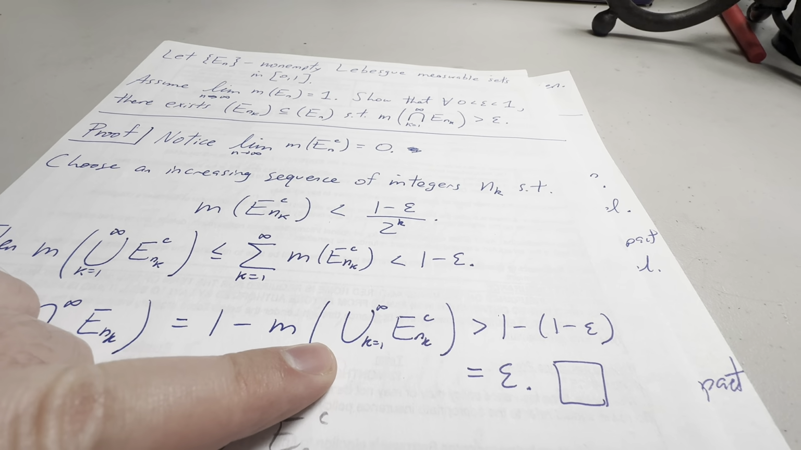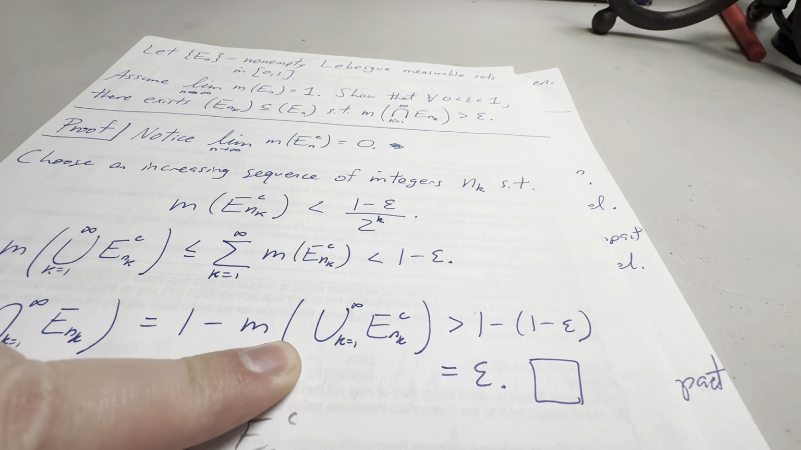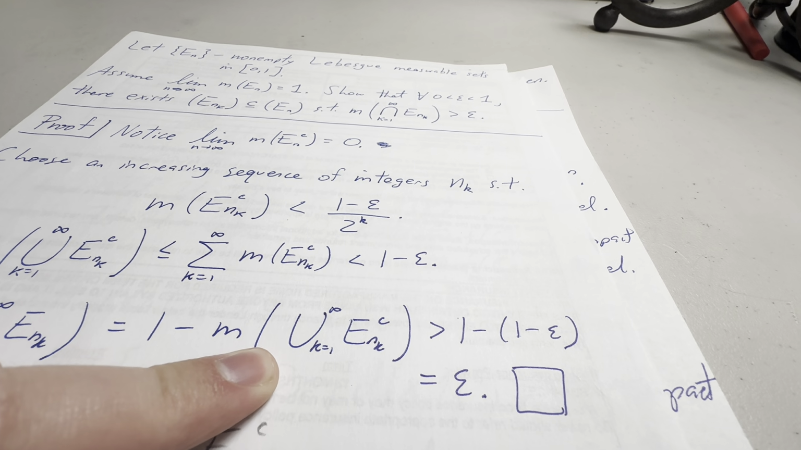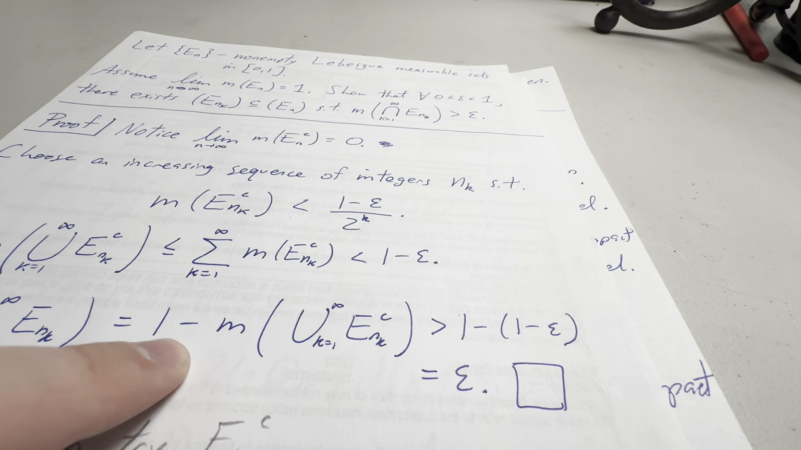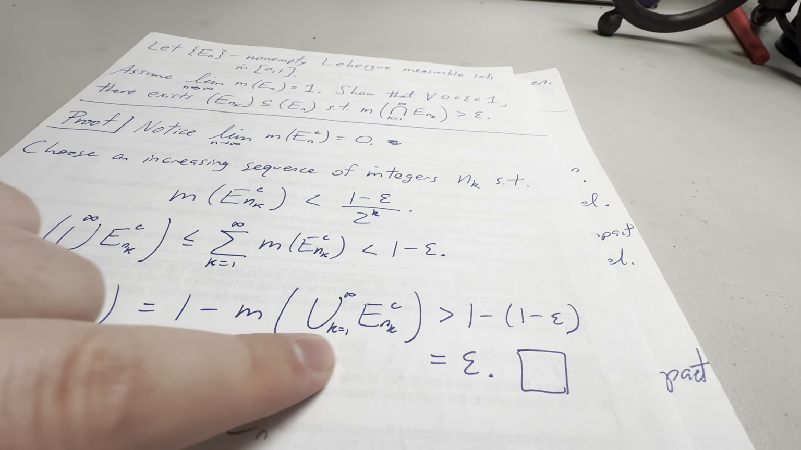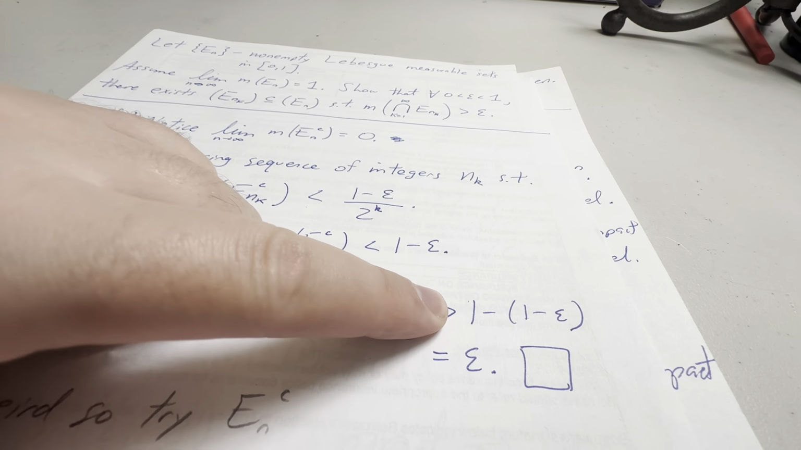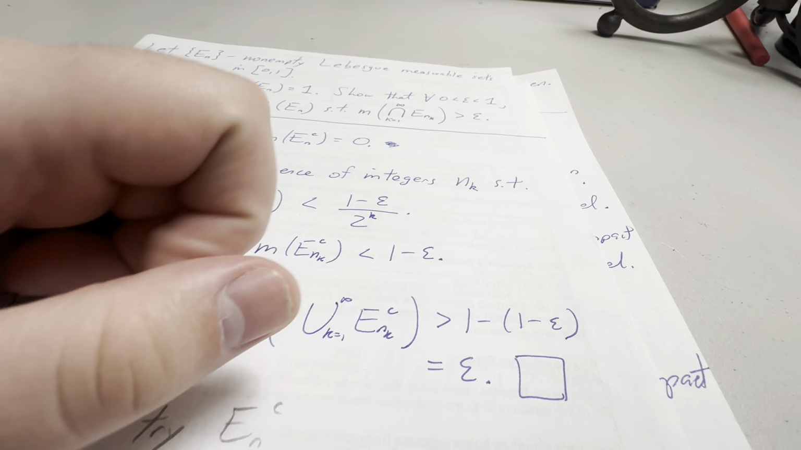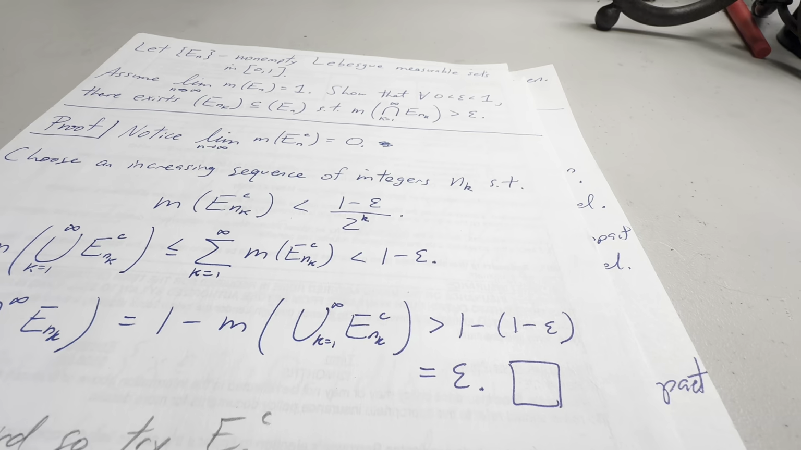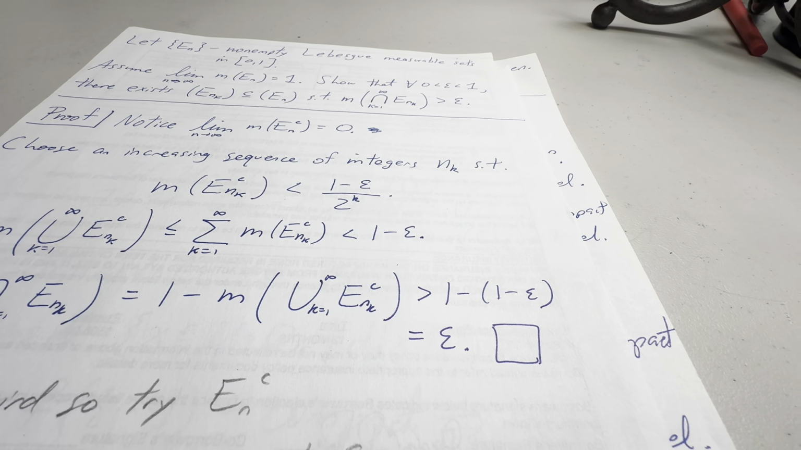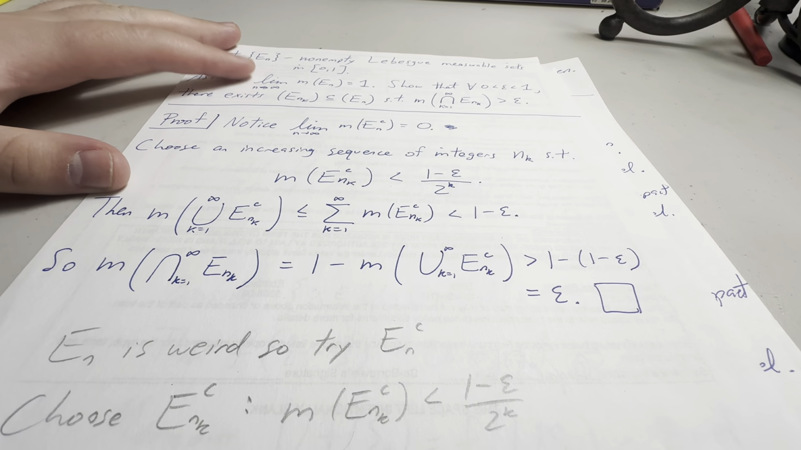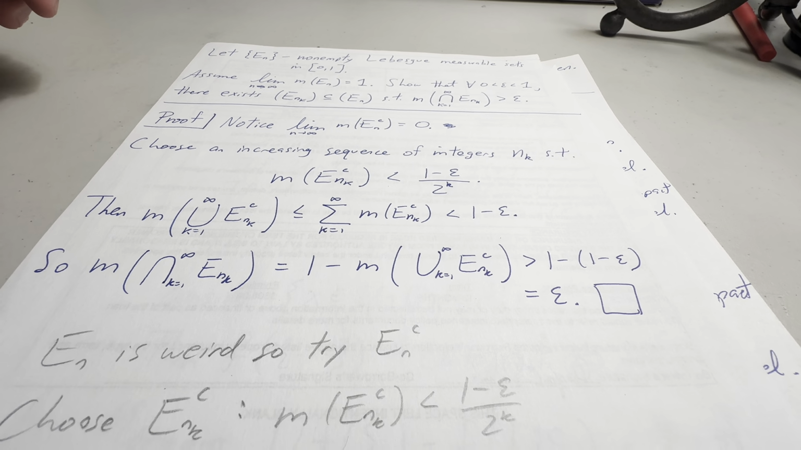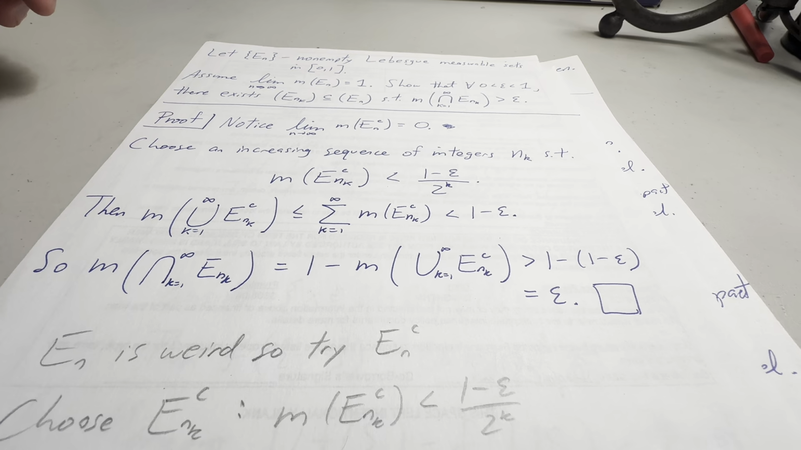But this guy is bounded above by 1 minus epsilon, right? Yes. It's bounded above by 1 minus epsilon, which means that the whole thing, 1 minus this, is bounded below by 1 minus epsilon. And then if you push the negative through and simplify your algebra, you'll get your epsilon in the end. And the problem is done. So it's a very short problem with some very powerful ideas.